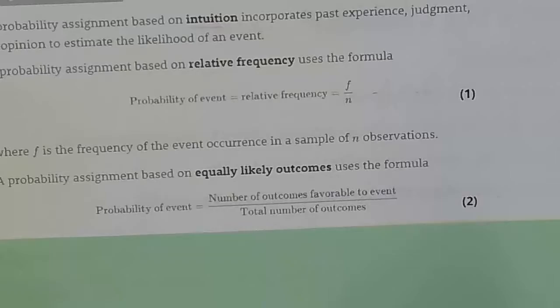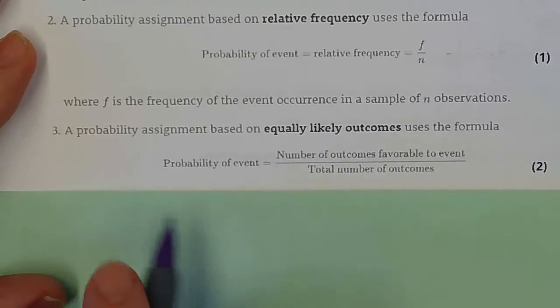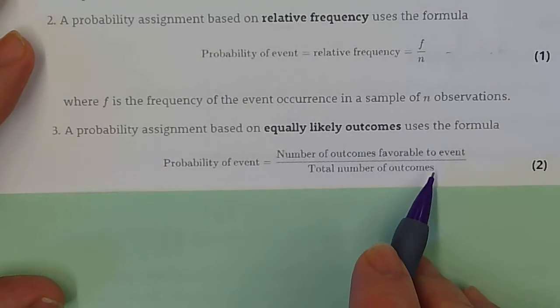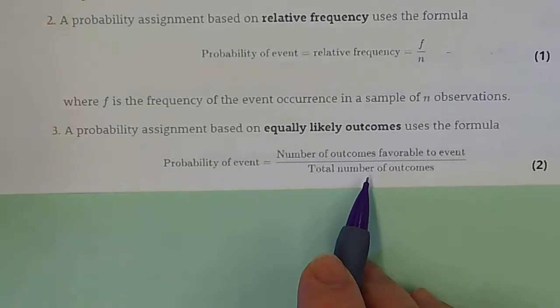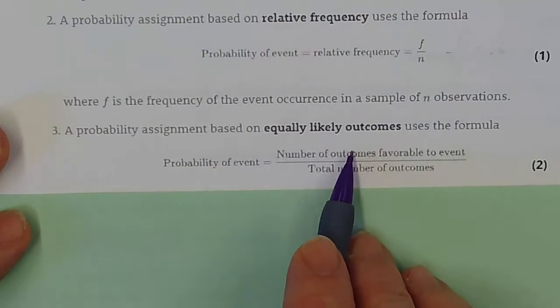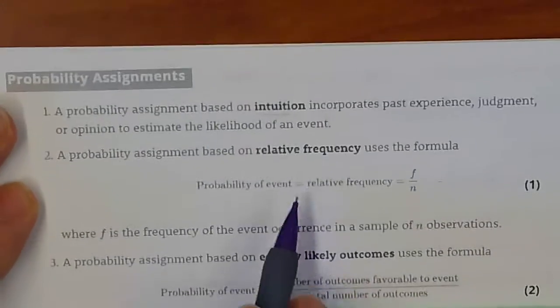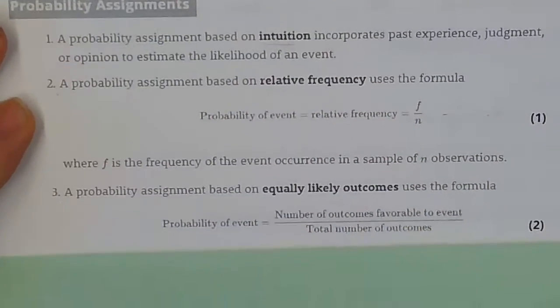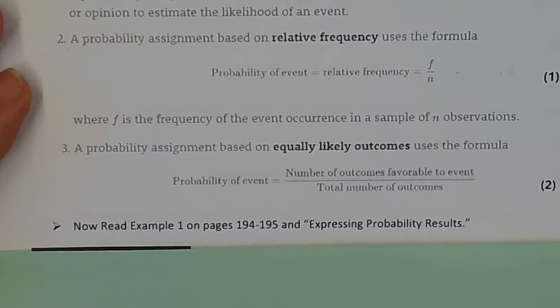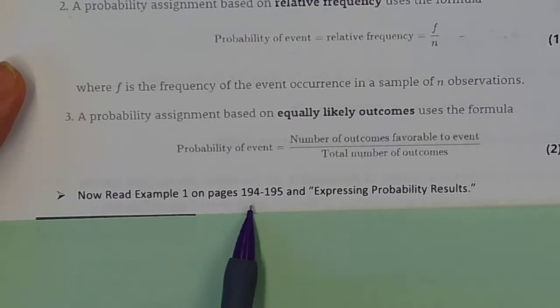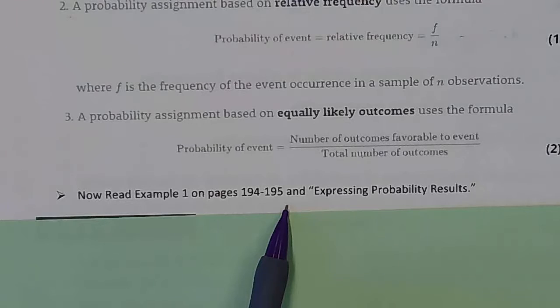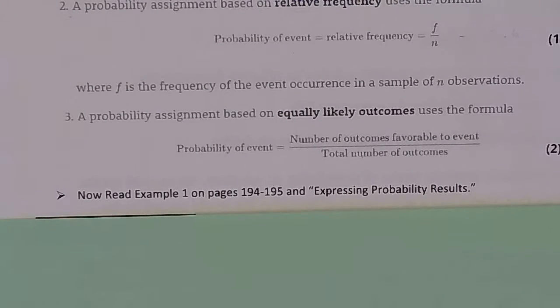All right, and then you can also create probability assignments based on what you expect to happen. They also call this theoretical probability. If I flip a coin, what is the equally likely outcome to happen, right? It should be 1/2. All right, so this is what's expected, and then this is based on what happened after you did it, okay? All right, so let's go ahead and take a look at example 1 on page 194 through 195, expressing probability results before we give this a try. Okay, so pause to read that, and then we'll talk about the blue box together.